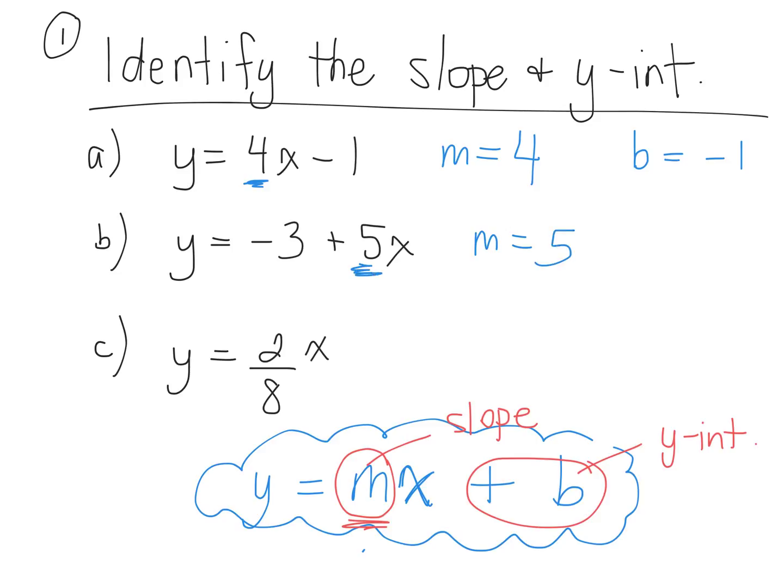I rearranged this one. I was trying to trick you, but you still knew. And the y-intercept, Pia? -3. Is what? Slope or the y-intercept? Good. Slope is equal to 2 over 8. What's the y-intercept equal to? 0. Good. And you have to indicate that it's 0.